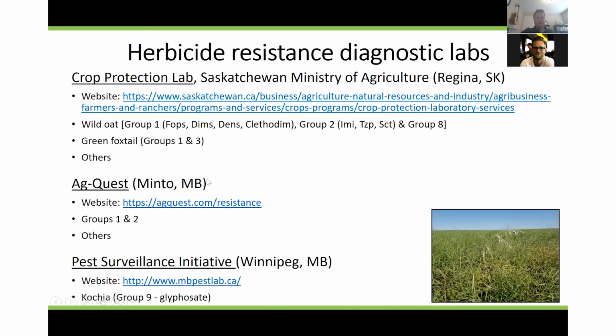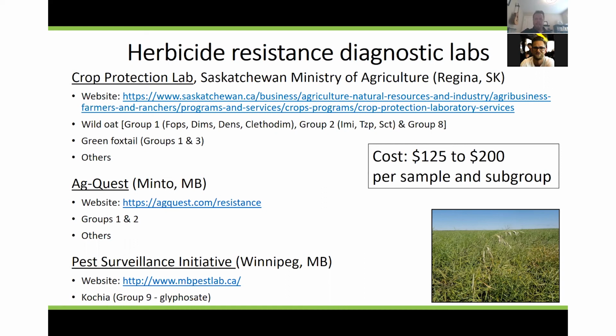In addition, there's AgQuest in Minto, Manitoba, focusing largely on the same biotypes as the Crop Protection Lab, just another option for a lab. And if you go to the websites for any of these, they'll have information on the types of testing that they offer. Another important one, especially for kochia, is the Pest Surveillance Initiative based out of Winnipeg, Manitoba. And they are one of the labs that currently offer that in-season genetic testing for glyphosate resistance in kochia, which can be a very valuable tool.